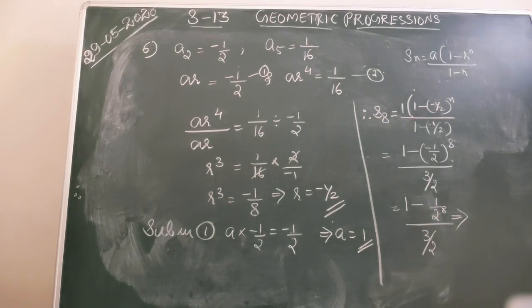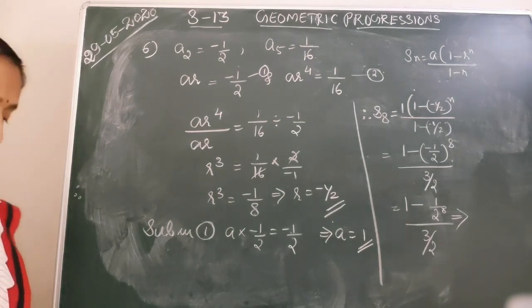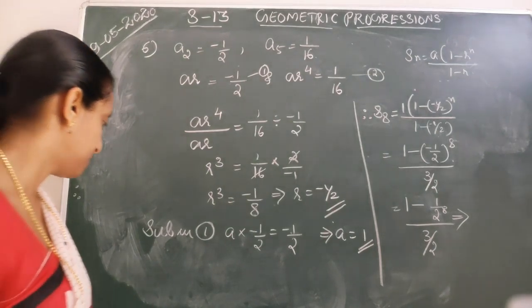As minus power with even power, it is positive. That's why I have written 1 by 2 to the power 8. If it is an even order term, you cannot write it with the negative term. Okay?